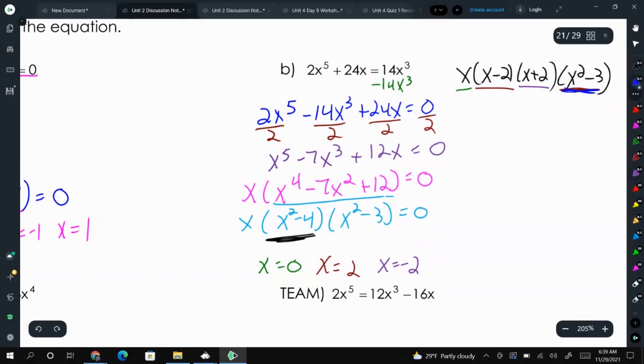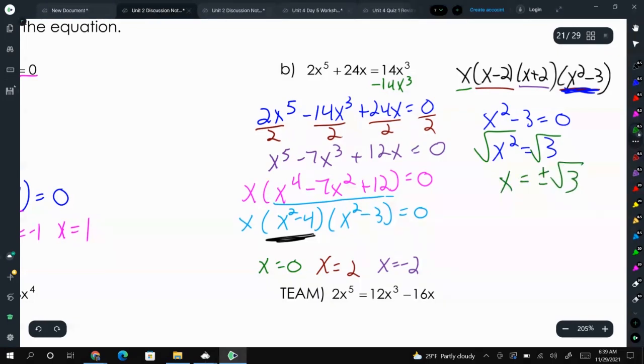But for this one right here, we have to write x squared minus 3 equals 0. When we add 3 to both sides, x squared equals 3. And then when we square root both sides, we get x equals plus or minus the square root of 3. So that means we also have x equals negative square root of 3 as a solution, and x equals positive square root of 3 as a solution.